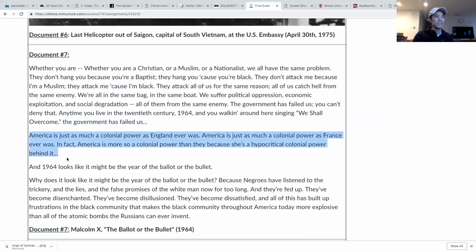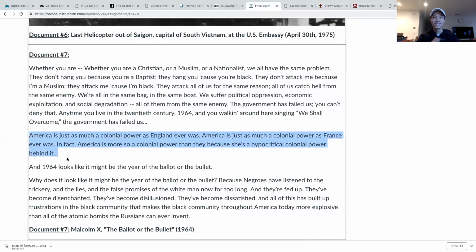He says, America is just as much a colonial power as England ever was, right? England, a great colonial power in the early 20th century. He says, America is just as much a colonial power as France ever was. So he's saying that America is exactly like those European colonizers. He says, in fact, America is even more so a colonial power than they, because she's hypocritical. She's a hypocritical colonial power, right? He's calling out America because of its hypocrisy.